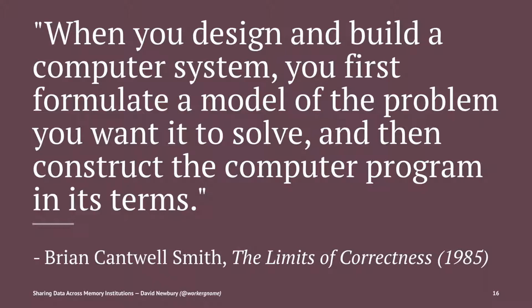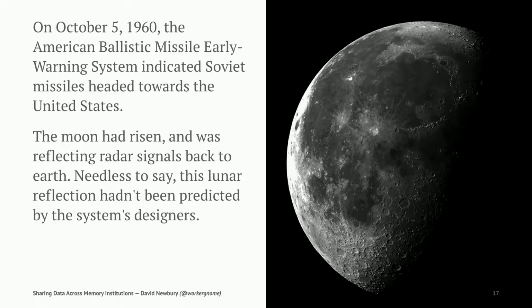And when he tells this story in The Limits of Correctness, he tells a story about early warning missile systems. On October 5th, 1960, the missile warning system indicated that there was a missile coming towards the United States. There wasn't a missile, we're all still here. What happened is the moon had come up, and the radar started reflecting off the moon and bounced back. The people who had written the computer software to detect missiles had never thought about the moon. So all the warnings went off, and they quickly figured out that the moon wasn't a missile.